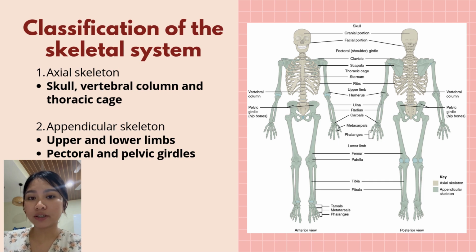The appendicular skeleton includes the upper and lower limbs, as well as the pectoral and pelvic girdles. This part of the skeleton is mainly responsible for movement and locomotion, as it connects the limbs to the axial skeleton and allows interactions with the environment.